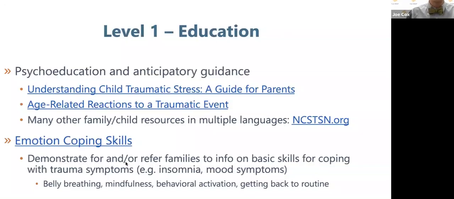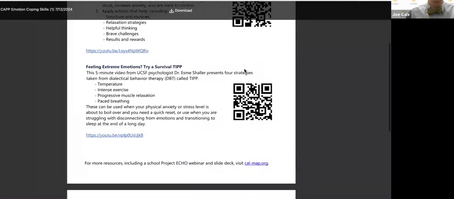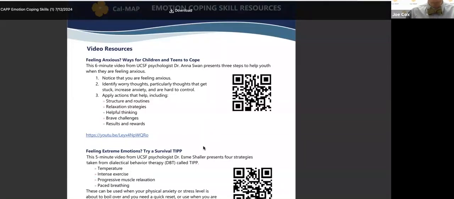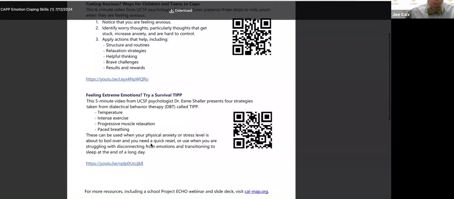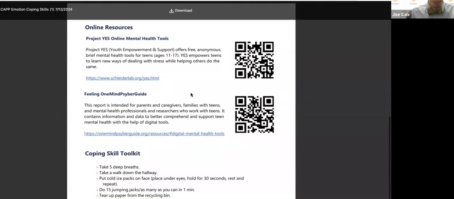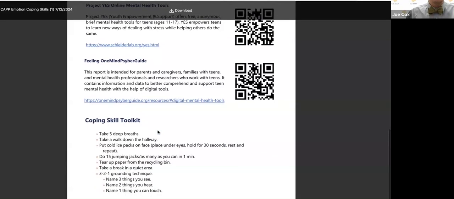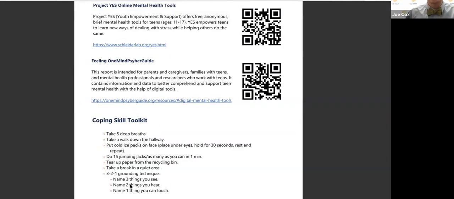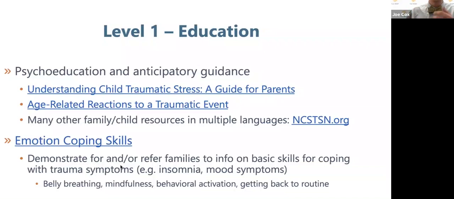And then there's emotion coping skills. I really like the CalMap handout for this, which is here. It's one page, front and back again. It's got videos describing cognitive behavioral strategies for coping with emotions, a video describing the dialectical behavioral therapy strategies for managing emotions, another community resource, or tools to point teenagers to. There's a coping skills toolkit that anyone can do: taking 5 deep breaths, taking a walk, just some ideas of how to help people regulate their emotions, because that's really what's going on when people are triggered, having dysregulated emotions. So those are some really helpful level 1 interventions that we can do with mild symptoms or minimal functional impairment. These are things that really anyone, we want to be doing this.